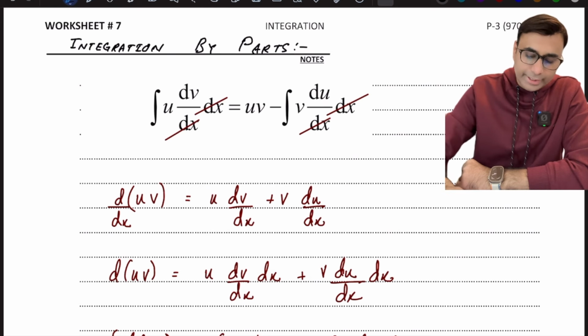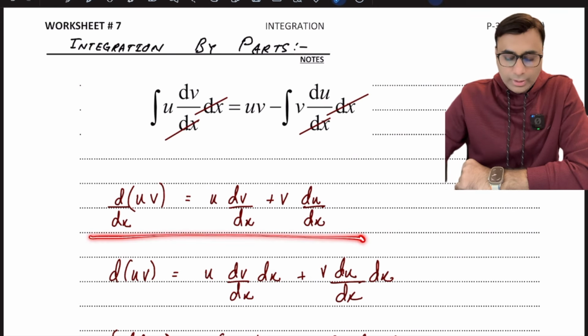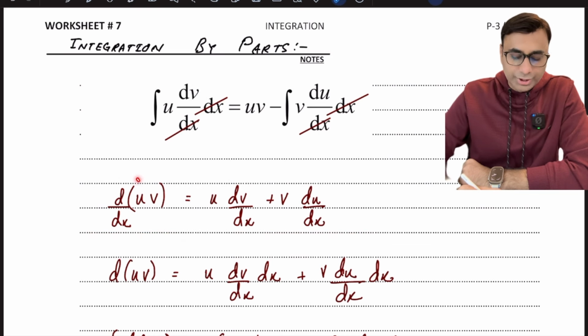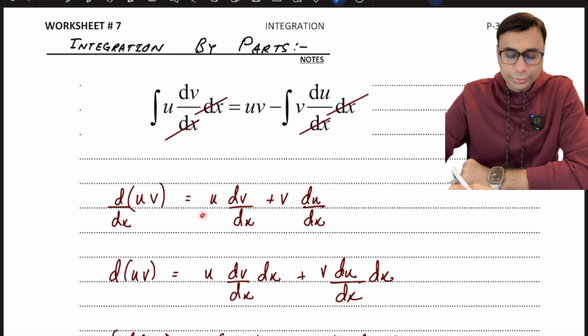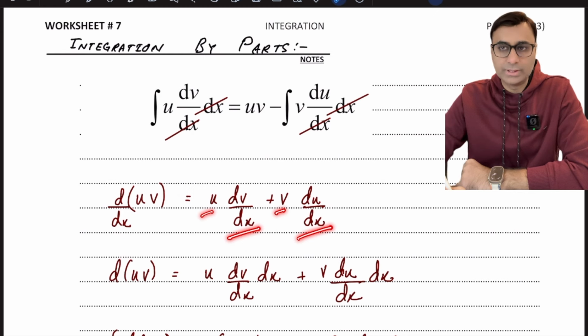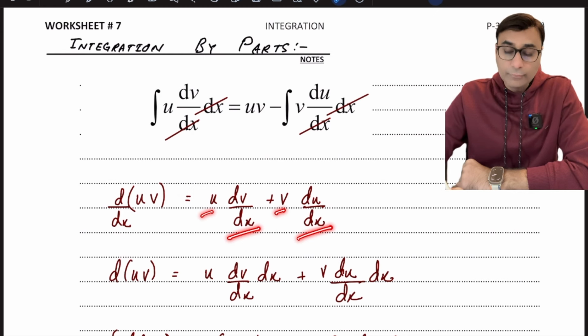So you might have already seen this formula of the product differentiation, that is, if you have to differentiate the product of two functions, which is u times v, then that is equal to u dv by dx plus v du by dx. This formula actually comes from the first principle method. Right now, our focus is to have a look at the formula of integration by parts. So let's see how we get that.